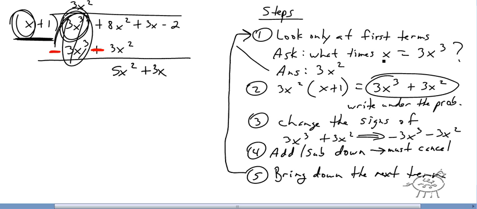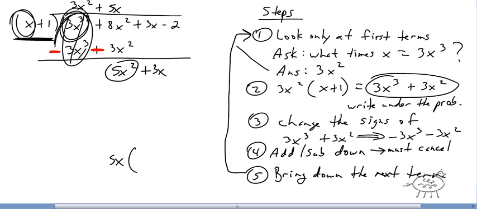Okay, look at the first term. Ask, what times x is 3x cubed? Well, now you're going to say, what times x is 5x squared? Well, don't you guys agree that the answer for that one is 5x? Isn't 5x times x 5x squared? So that's what you're going to do. And it's positive 5x.